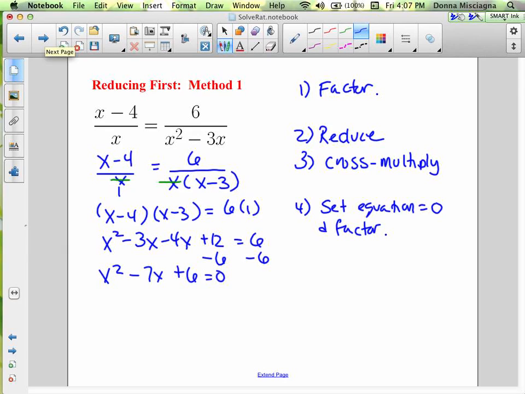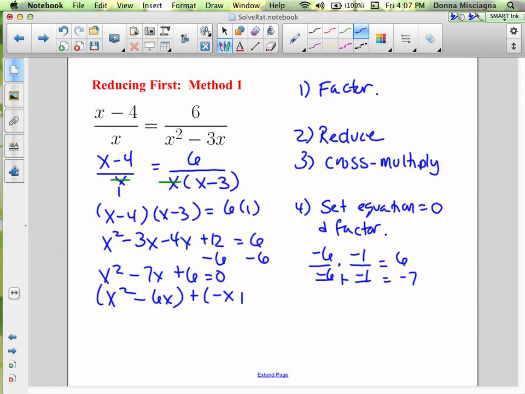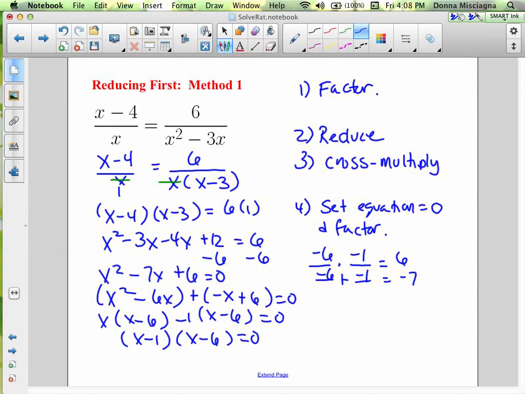So 1 times 6 is 6. Two numbers that multiply to give us 6 and add to give us negative 7, and hopefully you're all shouting negative 6 and negative 1. Those are the two. So we have x squared minus 6x, and then plus negative x plus 6 equals 0. We can factor out an x, and we have x minus 6. We can factor out the negative 1, and we have x minus 6. And our two factors were x minus 1 and x minus 6. And so now we just set those equal to 0 and solve.